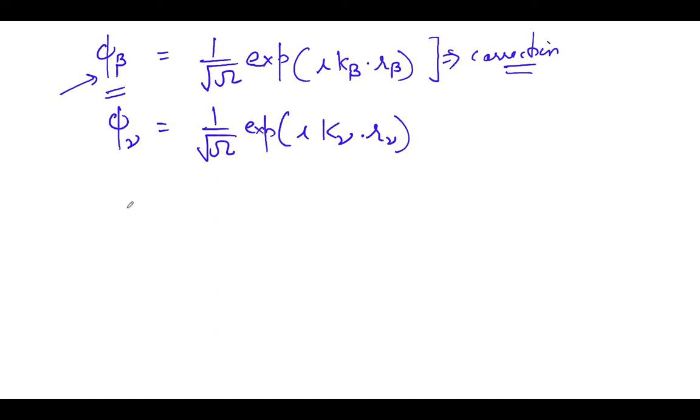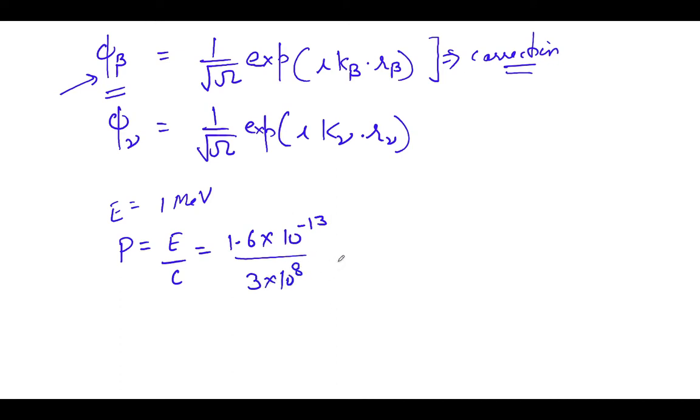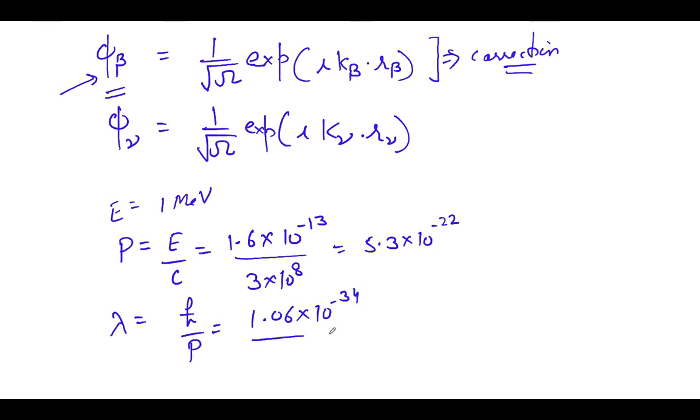If the particle has some finite momentum, suppose it is moving with an energy of 1 mega electron volt, from that we can find the momentum, which is equal to E over c. Writing in terms of 1.6 into 10 raised to power minus 19, so mega electron volt will be 10 raised to power minus 13. Moving with the speed of light, the momentum comes out to be 5.3 into 10 raised to power minus 22, and from this momentum, using the de Broglie hypothesis, we can find the wavelength for this wave. Putting these values, it comes out to be 0.2 into 10 to the power minus 12 meter.